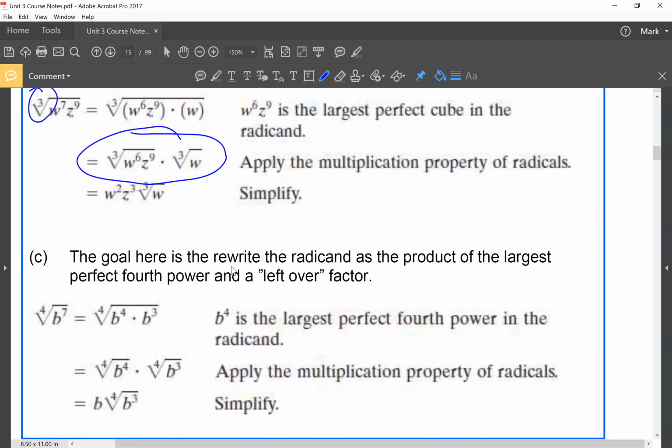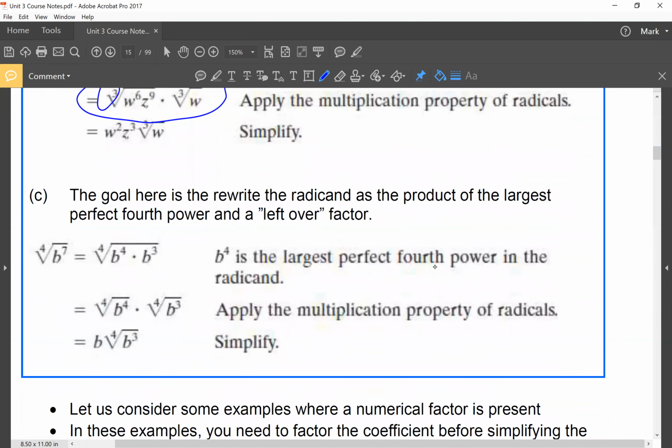So for these questions, you're looking for a radicand, which is the fancy term for something under the radical sign, that you can divide by the number in front of the radical. So if you look at C, I have the 4th root of B to the 7. Well, there's no way to divide 7 by 4. Again, what I'm trying to do is take the 7 and divide it by 4.